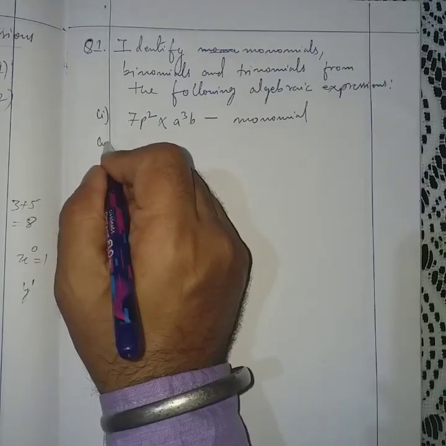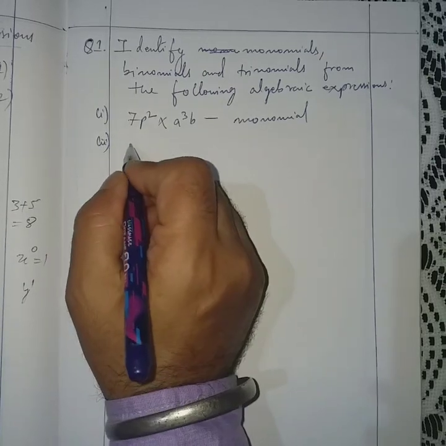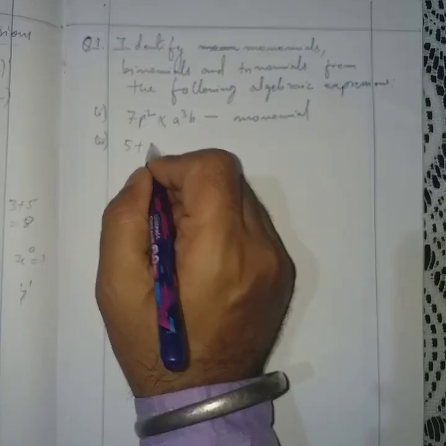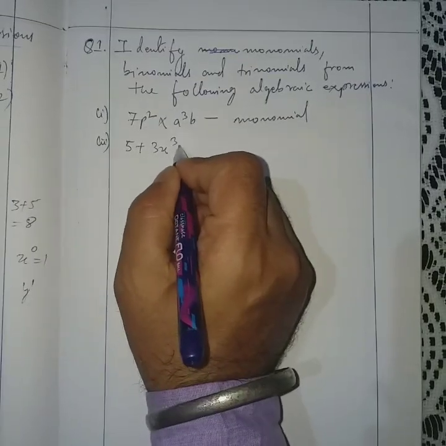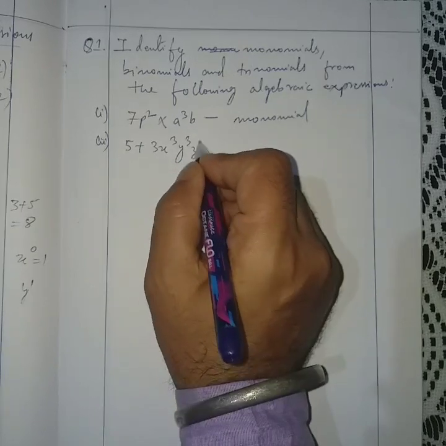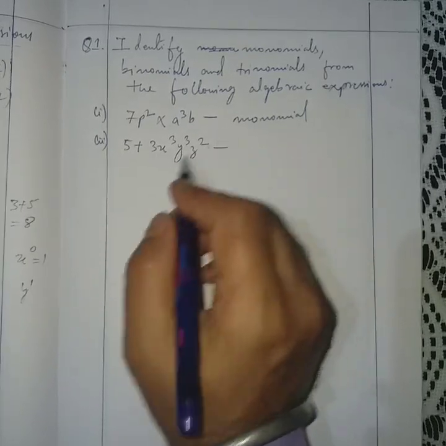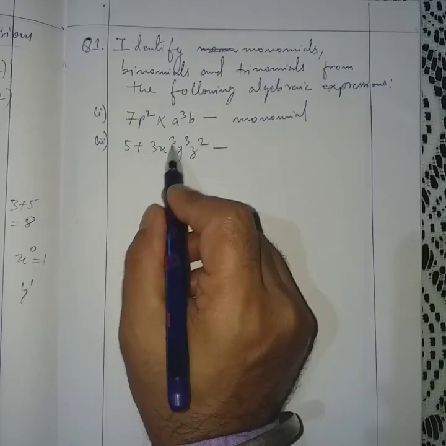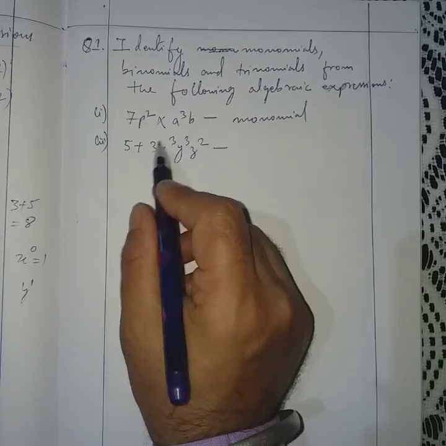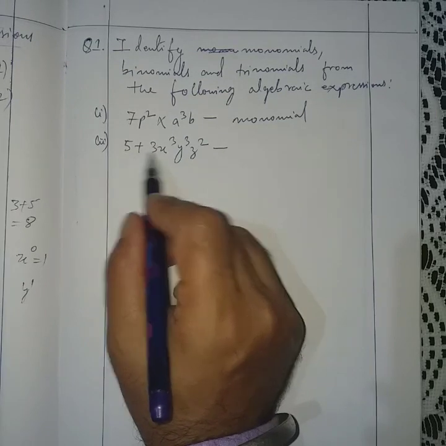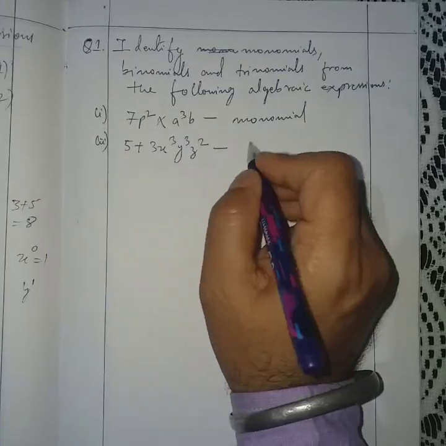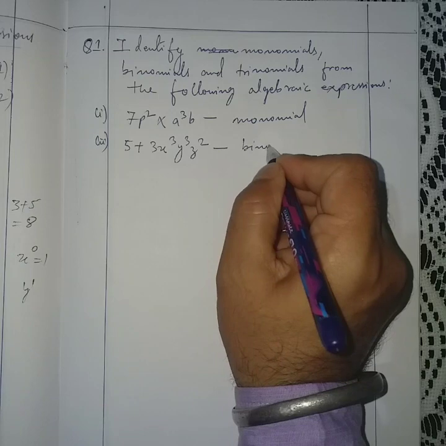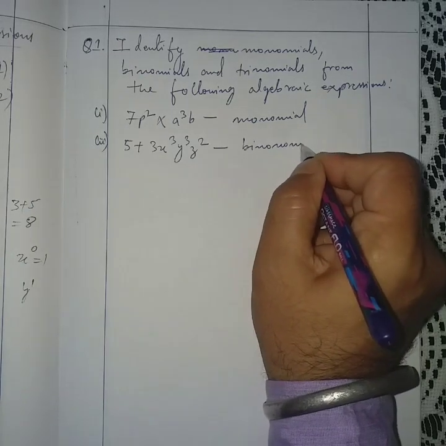Number 2, 5 plus 3x cube y cube z square. Here plus is there, this side one term, this side another term. 3x cube y cube z square is a single term. Okay, so here two terms are there, therefore it is a binomial.